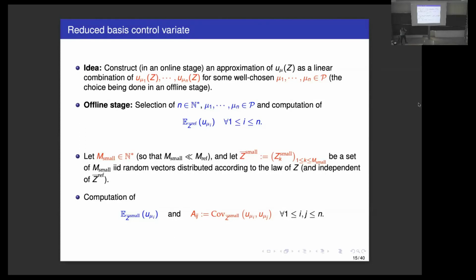Yeah, but also the offline stage costs something. Yes, there is an offline cost. Absolutely, there is an offline cost.